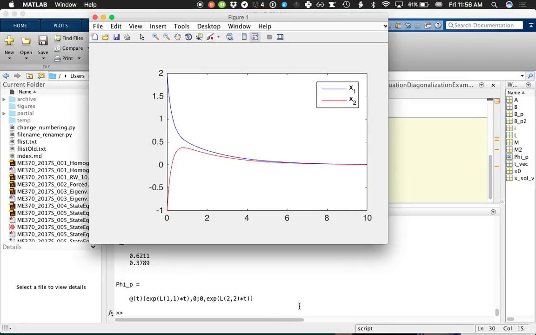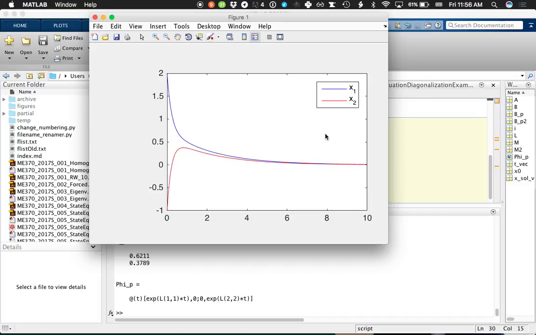We're looking at the solution for x1 as a function of time in blue, and the solution for x2 as a function of time in red, given the initial conditions 2 and -1. So they start at 2 and -1, and then they respond, and they go to 0.